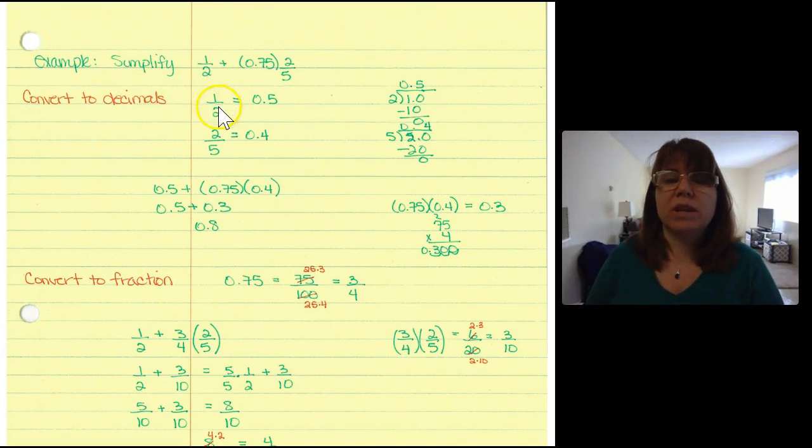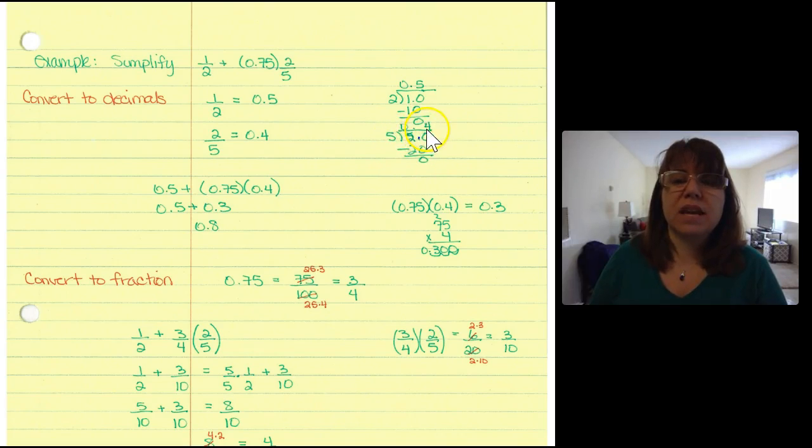1/2 is going to be 0.5. 2/5 is going to be 0.4. And if you need to see the math, that's going to be 2 divided into 1.0. 5 times 2 is 10. 10 minus 10 is 0. And again, 5 divided into 2, put your decimal place and a 0. Decimal place up in the quotient. Do your division. 5 times 4 is 20. 20 minus 20 is 0. I can stop.